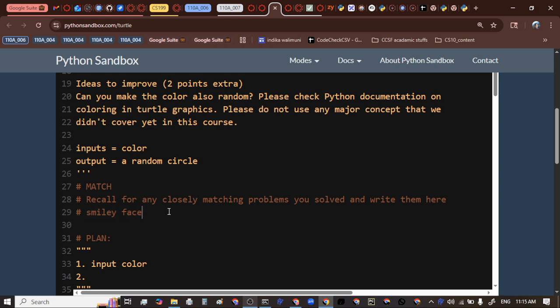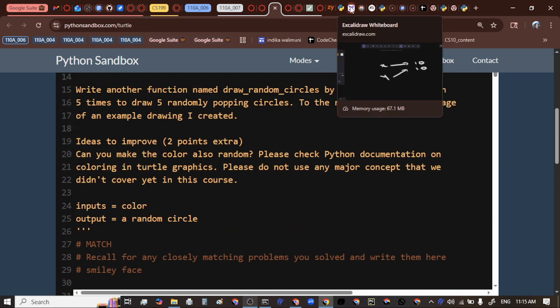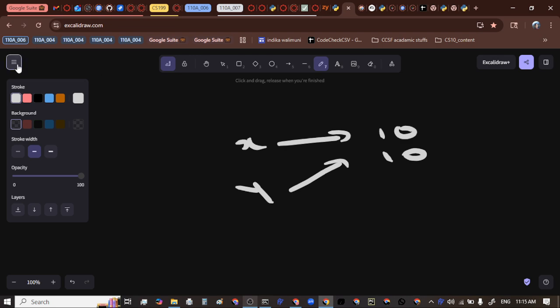Why it's a good match? Because it uses circle function and colors and go to function, right? So those are matches because it can basically tell you, okay, so this probably can help us, right? Okay, so I'm gonna go over here and we can kind of try that out.